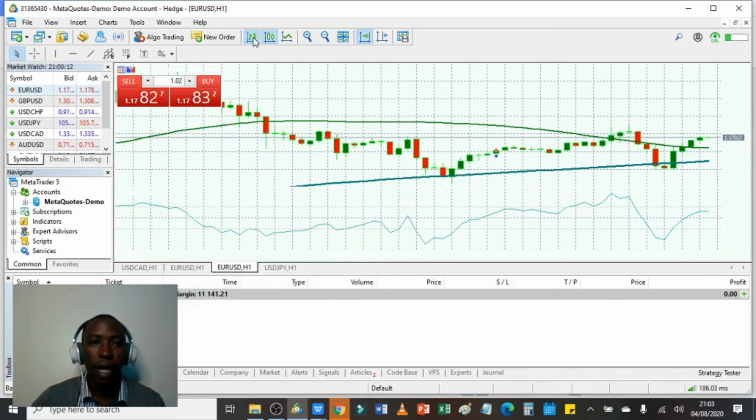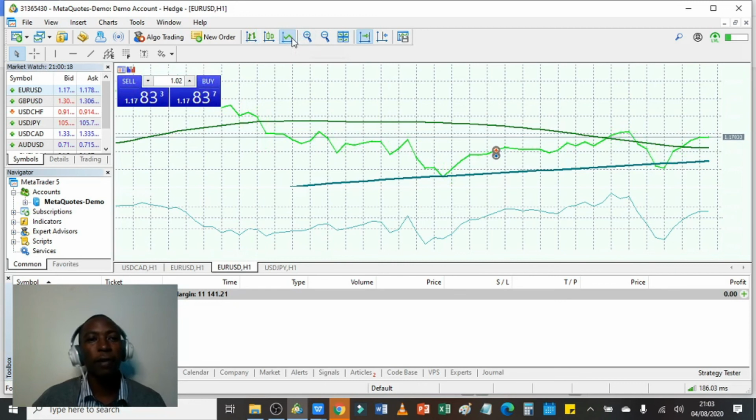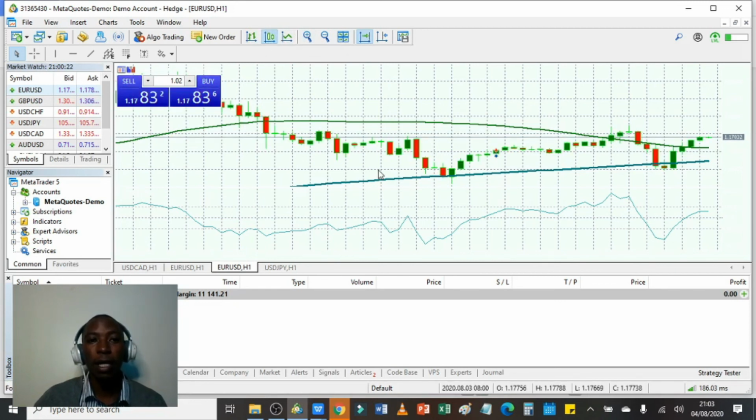If you are using bar charts, then you don't have to worry about the candlesticks. If you are using a line graph, again you don't have to worry about the Japanese candlesticks. But the Japanese candlesticks is the real tool because it is able to help you predict the direction of the market and, most importantly, price action.